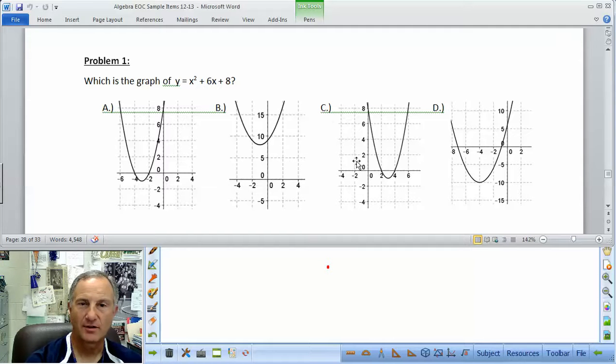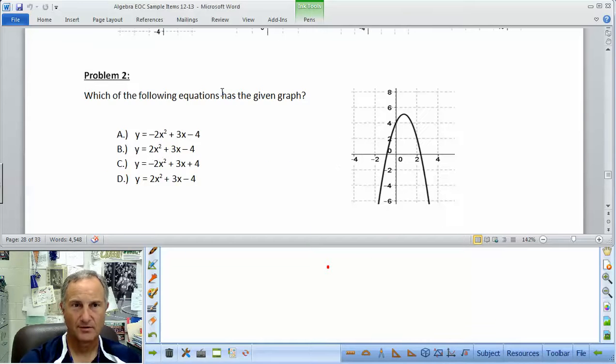Now, if I had a vertex that was also the same somewhere else, I could look at where I cross the x-intercepts, by setting this equal to 0, factoring it, and solving for x. But we didn't have to do that in this case. Let's see about the next one.